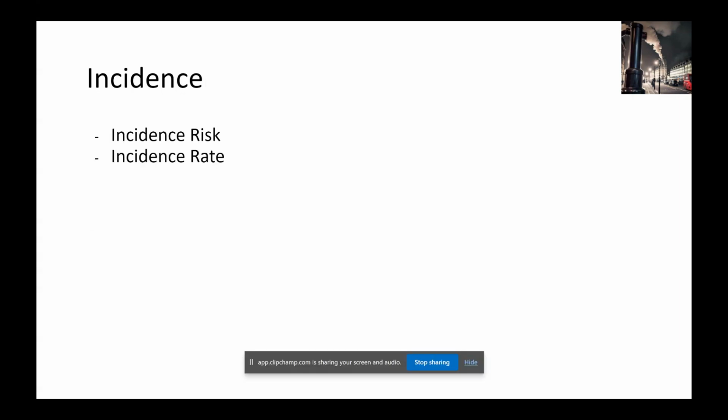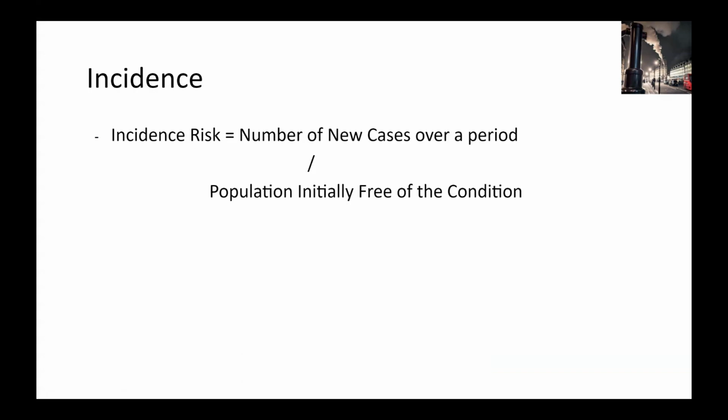Incidence gives us a look at how many new cases of a disease appear. We talk about two kinds: incidence risk and incidence rate. Incidence risk, also called cumulative incidence or probability, is defined as the number of new cases over a period divided by the population initially free of condition at the beginning of the same period.